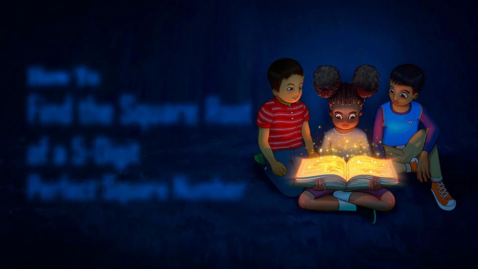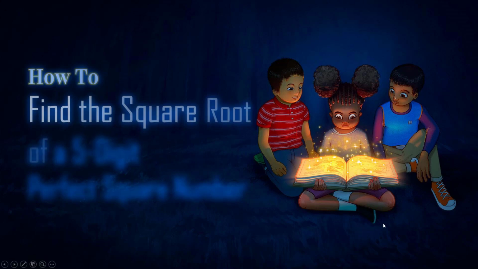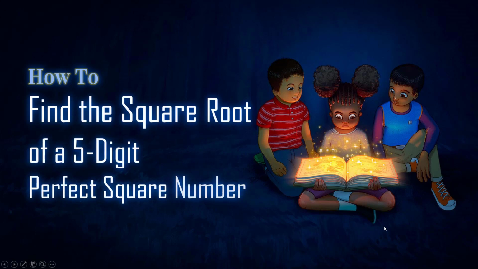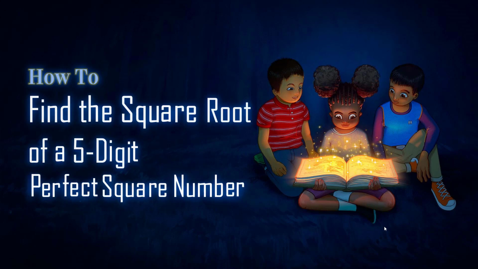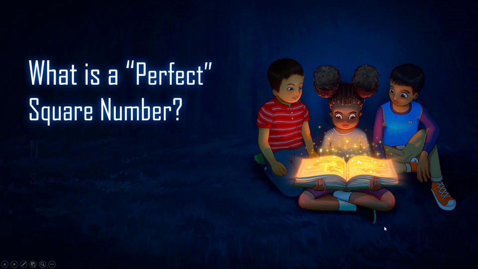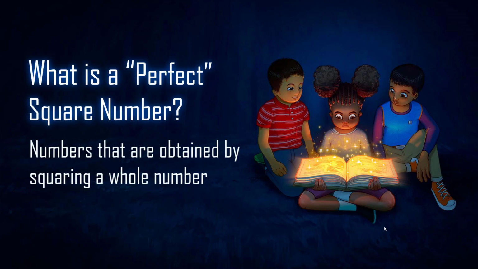Today's topic of discussion is based on a public demand, and what is that going to be? We are going to learn how to find the square root of a 5-digit perfect square number. What is a perfect square number? Perfect squares are numbers that are obtained by squaring a whole number.